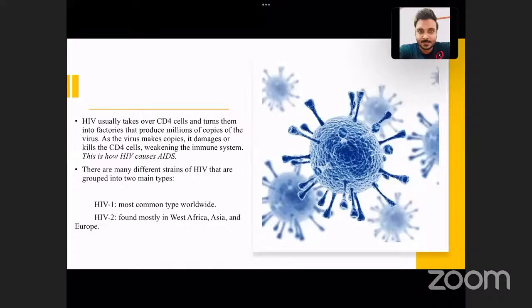So basically, there are two strains of HIV divided into two groups. The first one is most common worldwide, and the second one is mostly found in West Africa, Asia, and Europe.